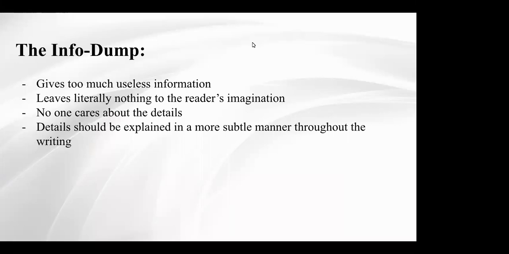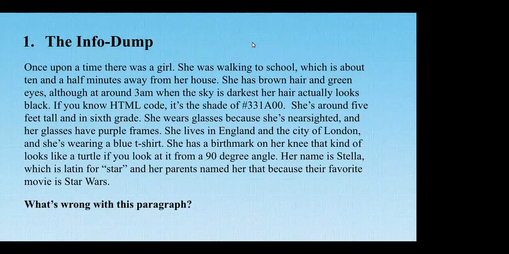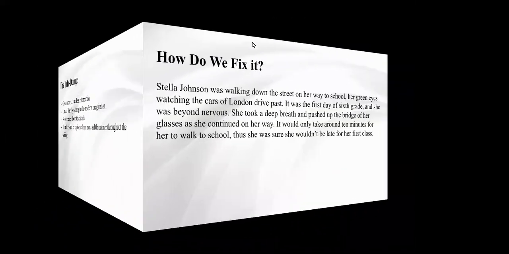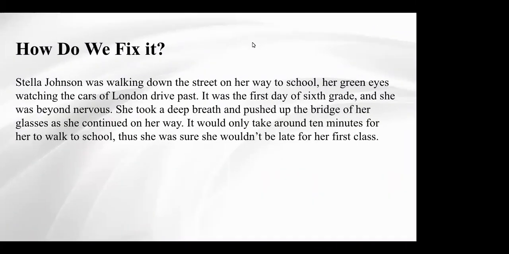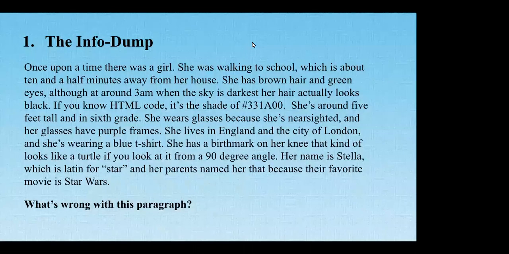So how do we fix this problem? Any ideas before we move on as to how we convey the things that we want to convey without doing this? Okay. So really, this would be the rewritten paragraph: Stella was walking down the street on her way to school, her green eyes watching the cars of London drive past. This way, in literally 1 sentence, you've conveyed what she looks like and where she is. Whereas in the original paragraph, it took the first 6 sentences.